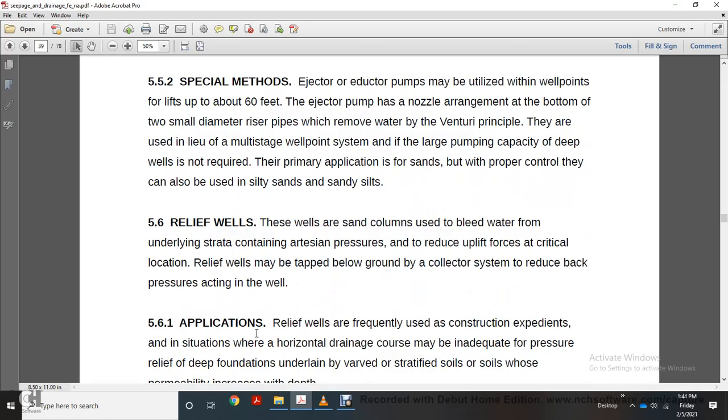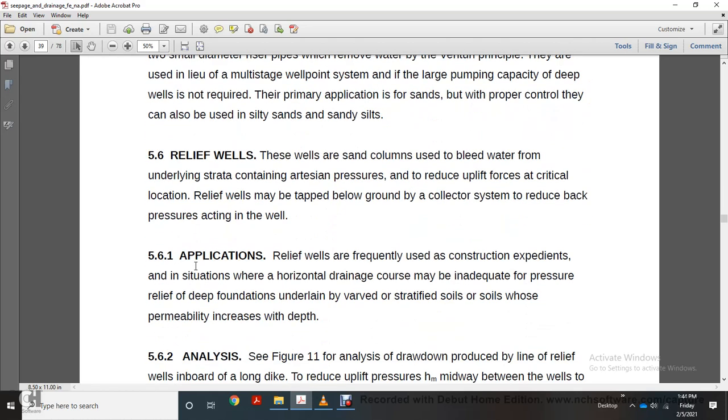Relief wells. The wells in sand columns are used to relieve water from the underlying strata that contain artesian pressures and reduce uplift forces. Critical location relief wells may be tapped below the ground into a collector system to reduce back pressure acting in the well.